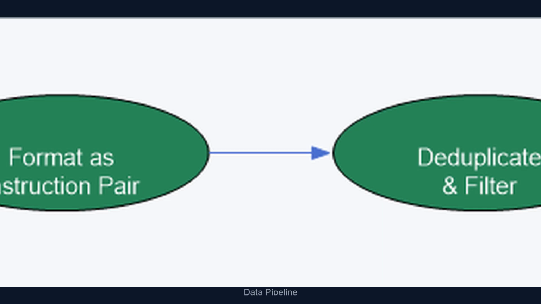Each step in this pipeline exists because skipping it causes a specific predictable failure downstream. The deduplication step alone can dramatically improve training efficiency. Duplicate examples don't add information, they just inflate your training time.